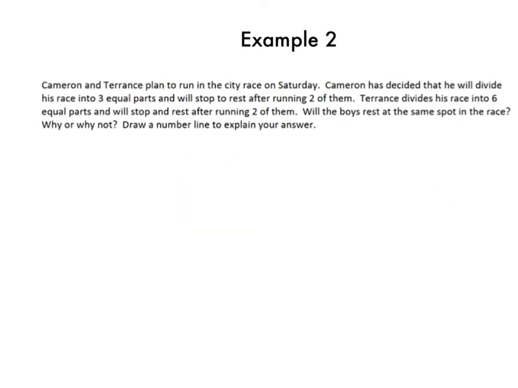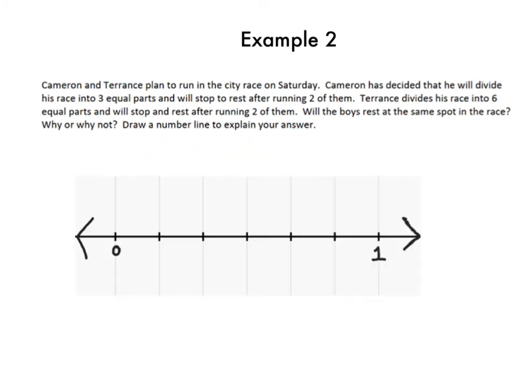Let's try another example. In example number 2, Cameron and Terrence plan to run in the city race on Saturday. Cameron has decided that he will divide his race into 3 equal parts and will stop to rest after running 2 of them. Terrence divides his race into 6 equal parts and will stop to rest after running 2 of them. Will the boys rest at the same spot in the race? Why or why not? Let's draw a number line to explain our answer.